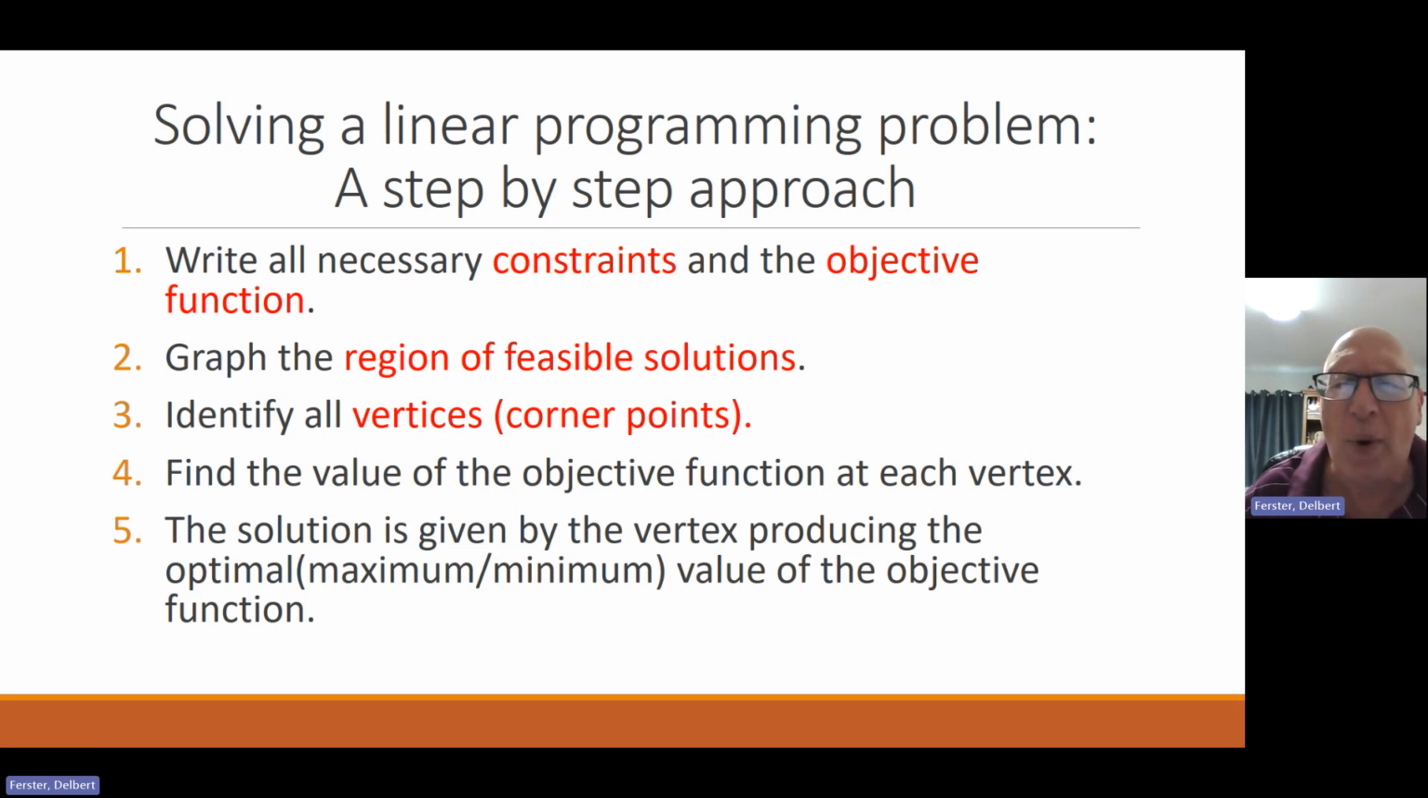What we need to do is create constraints and an objective function. The objective function is what we seek to maximize or minimize. We're going to have to graph the system of constraints. That's my inequality system. That's what we've been working on so far together in this unit. The feasible solution region, or the region of feasibility, is simply the solution to that system of inequalities.